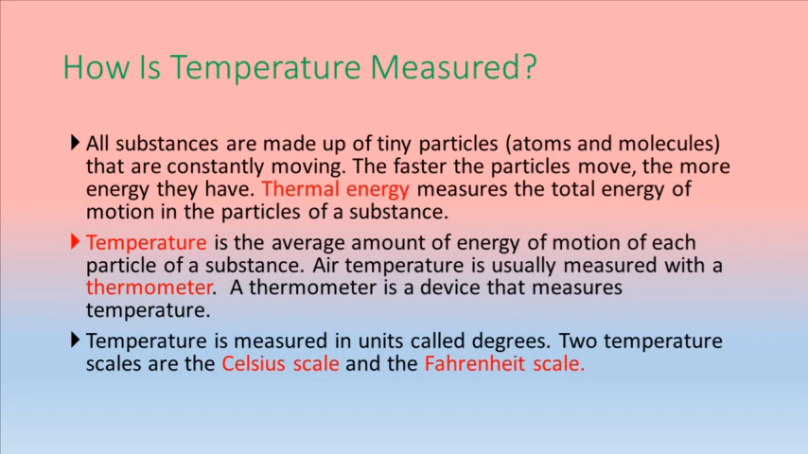Thermal energy measures the total energy of the motion in the particles of a substance. But temperature is the average amount of energy of motion of each particle of a substance. And we have a device which is used to measure the temperature. We call it a thermometer. A thermometer is a device that measures temperature. Temperature is usually measured in units called degrees. Two temperature scales are the Celsius scale and the Fahrenheit scale.